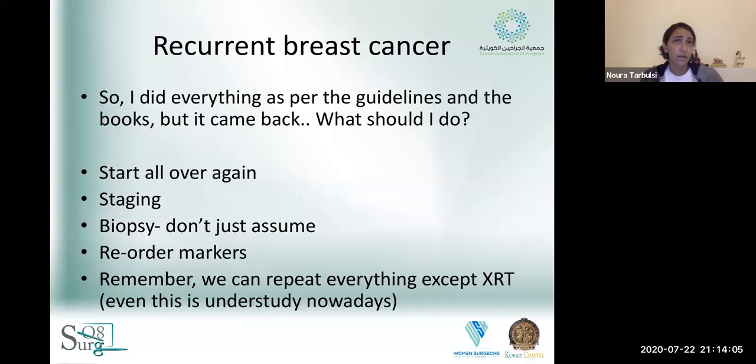And keep in mind, an ER/PR positive, HER2 negative breast cancer in this patient 10 years ago might be ER/PR negative, HER2 positive this time. So that's why we rebiopsy recurrences, first of all, to confirm that this is a recurrence, and then to reorder the markers. And remember, basically in breast cancer treatment, you can repeat everything except radiotherapy. Very select studies nowadays say that we could re-irradiate an irradiated breast, but generally speaking, you cannot re-radiate.